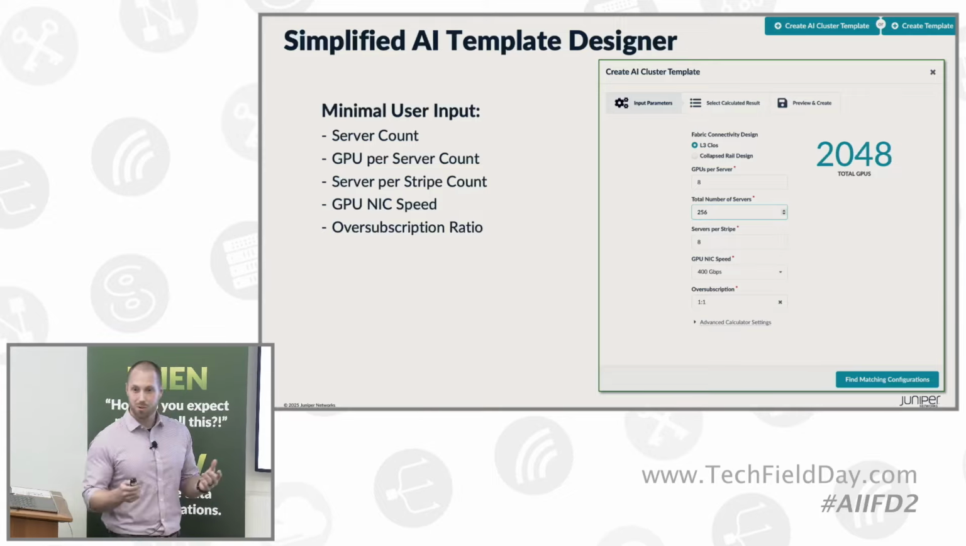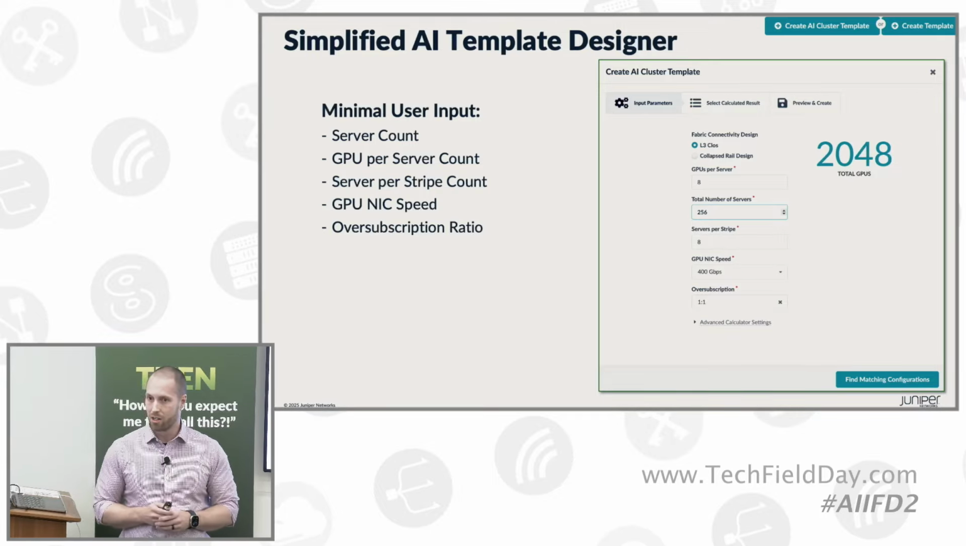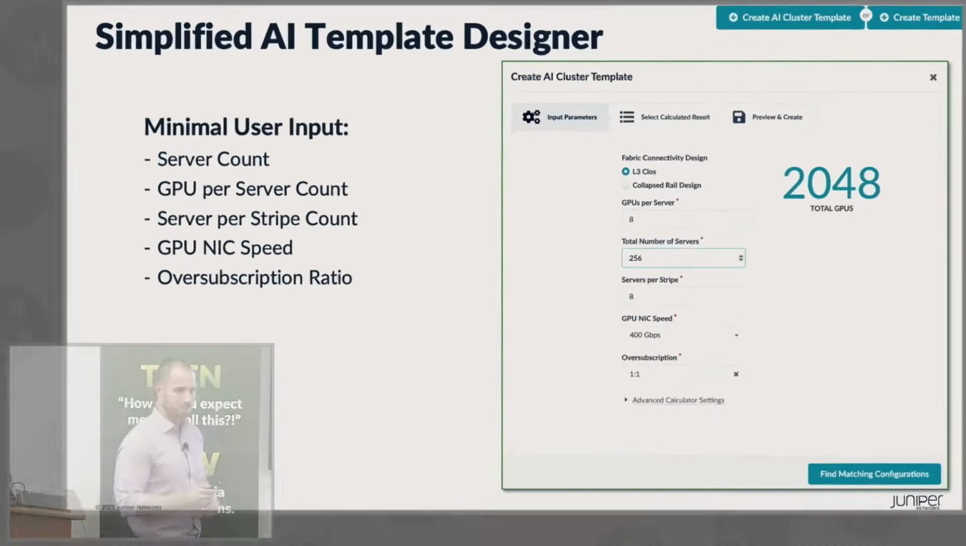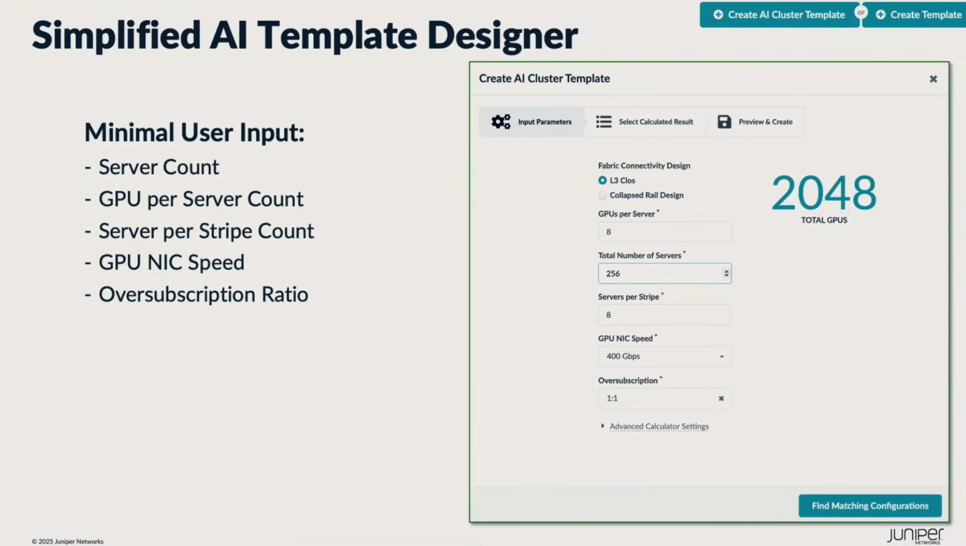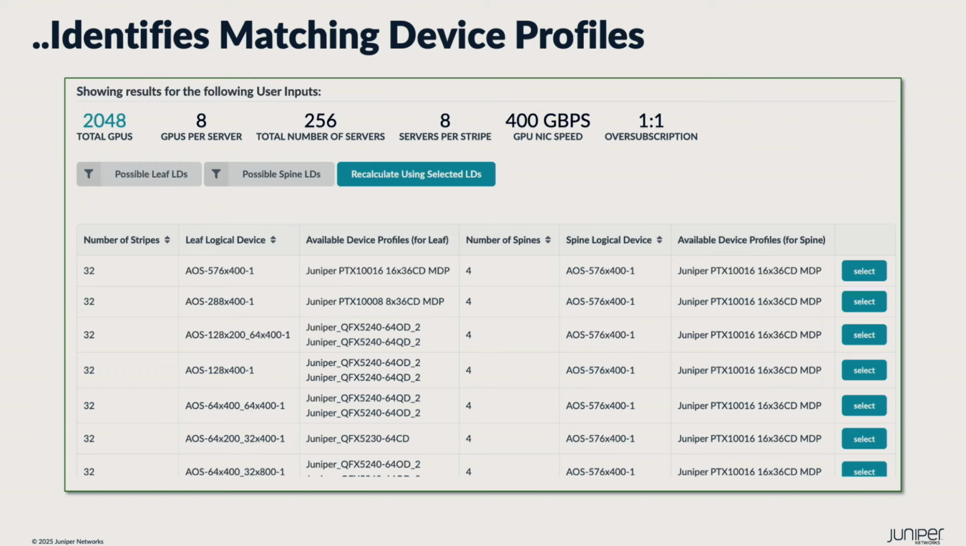And so we start with a simple template designer where, with just a few basic inputs, imagine as an architect, you're looking at this, you're probably going to know all these. You're going to know how many servers I want to use, how many GPUs per server. It's going to be 8, but maybe you don't want to use all. But that is configurable. How many servers per stripe? What is your GPU NIC speed? What is your oversubscription ratio? So pretty simple things that any architect will know, and they can put this in the input, and it will tell them exactly what your design options are based on those inputs.